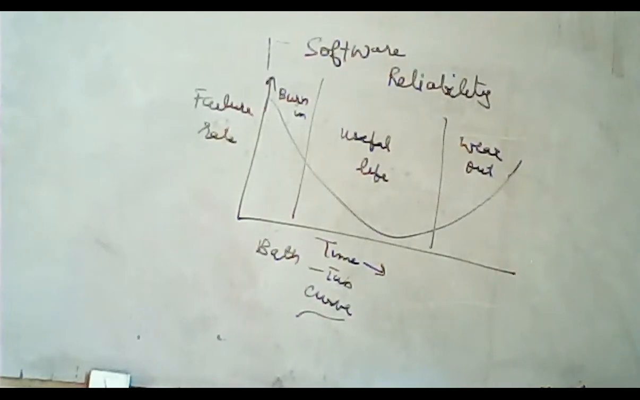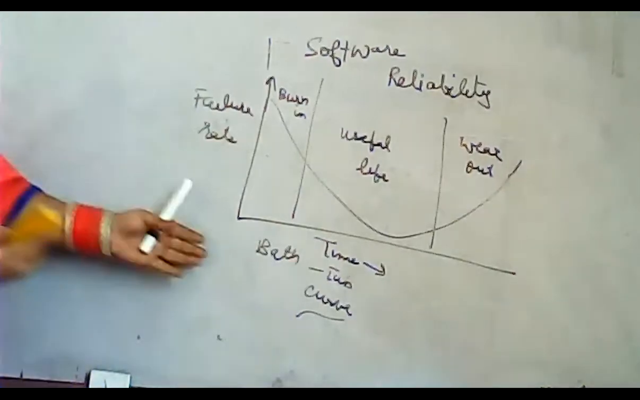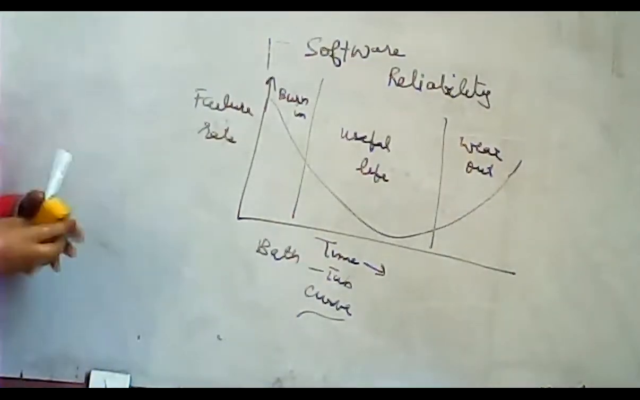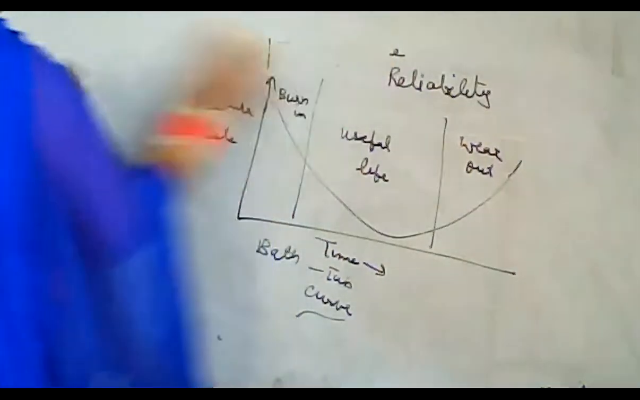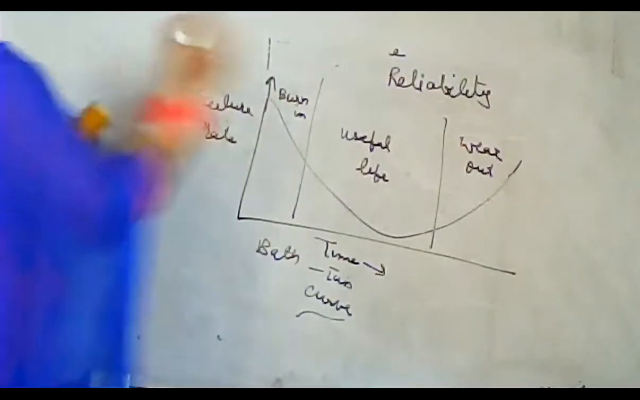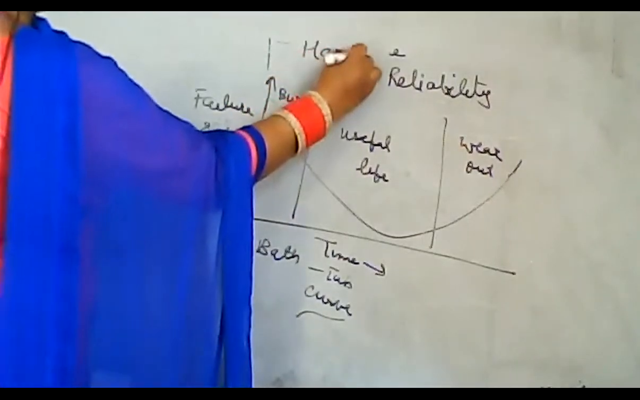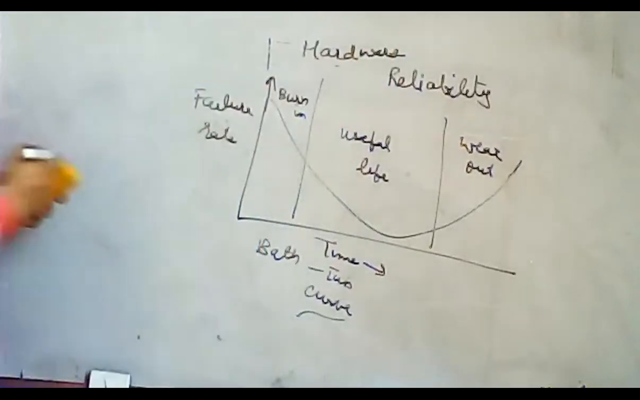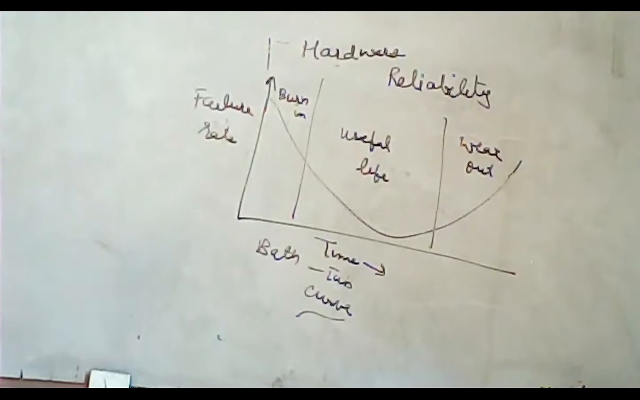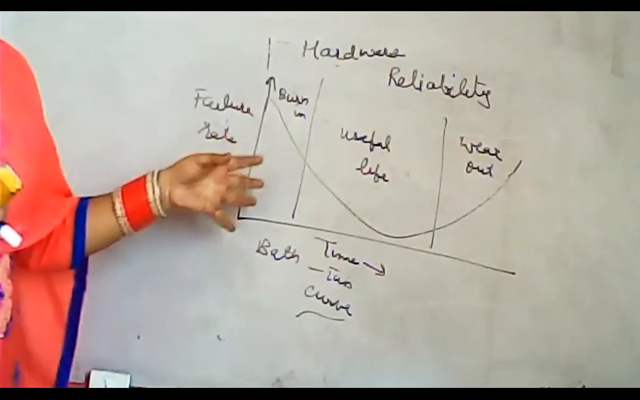But we do not have a wear out phase in software. So this is the expected curve related to hardware reliability, not software reliability. I'm changing the name here just for your understanding. We have nothing to discuss except this bathtub curve in hardware reliability. The main topic is software reliability.